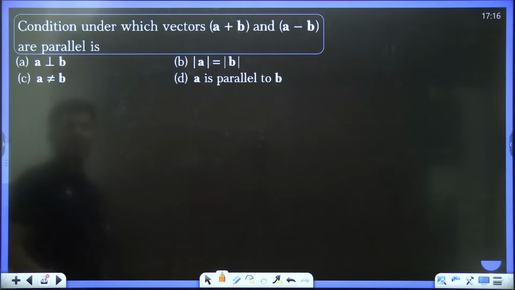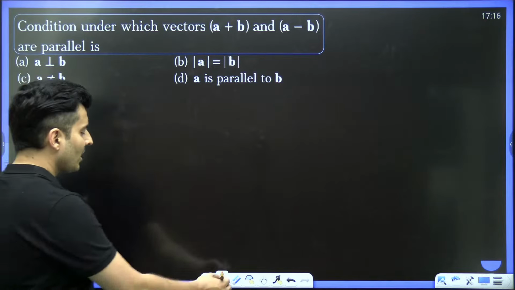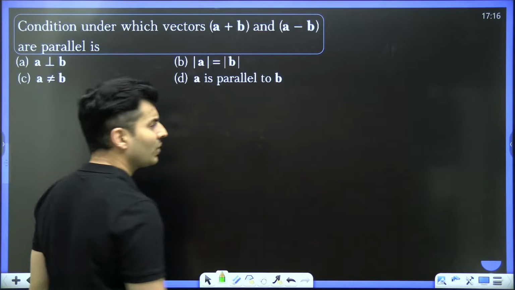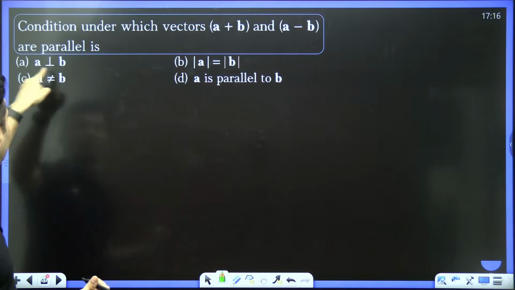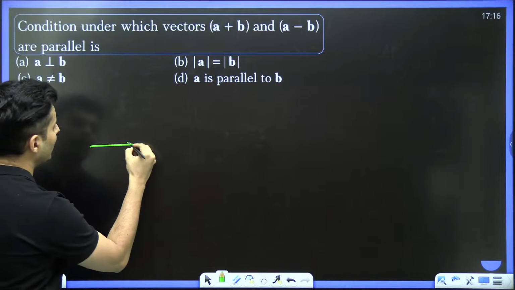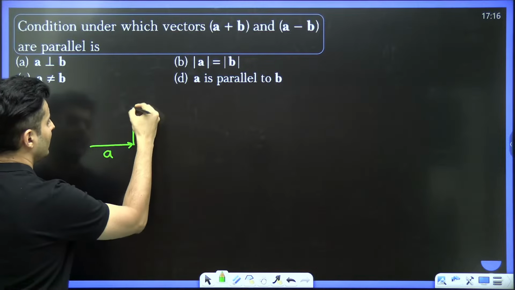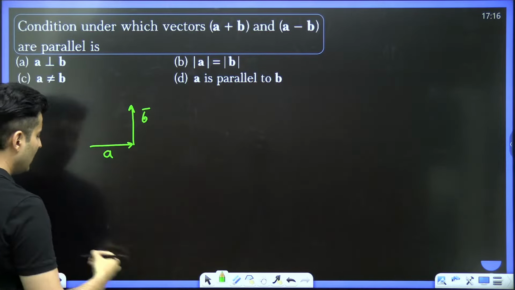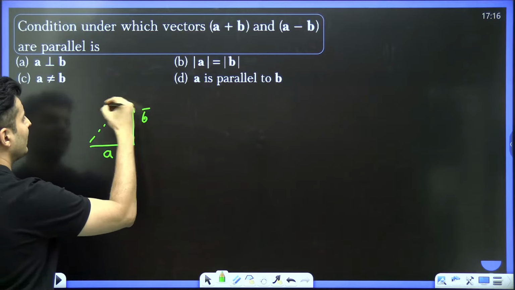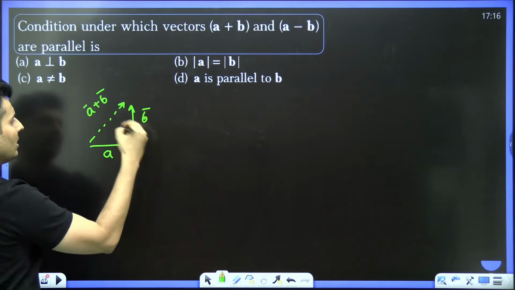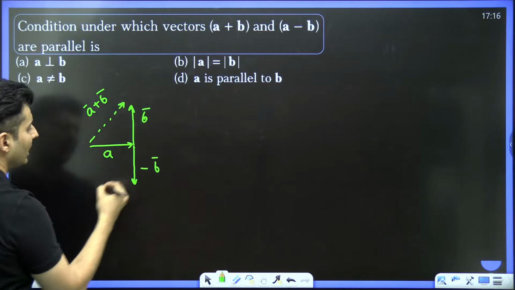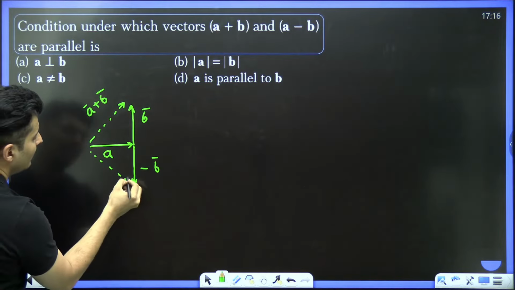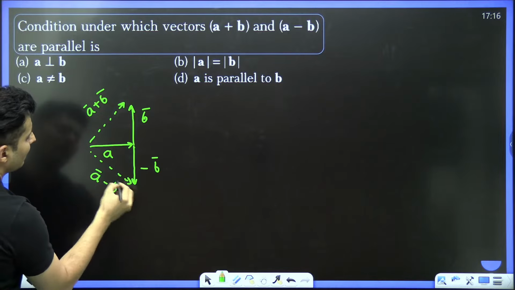Next question. The condition under which the vectors A plus B and A minus B are parallel. Try it out, guys. That is the best way to do this problem, rather than using any formula which will make it very lengthy. If A is perpendicular to B, let's say this is A, let's say this is B, then you will notice this would be basically A plus B, A minus B. So first take the negative vector of B. This will be the negative vector. So A minus B will be like this. A bar minus B bar will be like this.